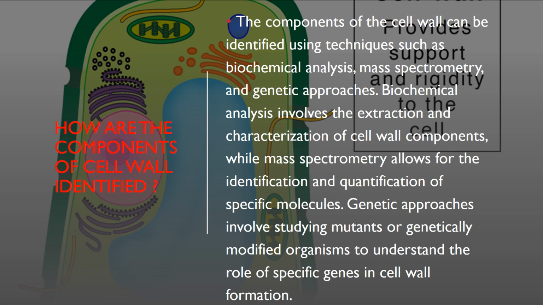How are the components of the cell wall identified? The components of the cell wall can be identified using techniques such as biochemical analysis, mass spectrometry, and genetic approaches. Biochemical analysis involves the extraction and characterization of cell wall components, while mass spectrometry allows for the identification and quantification of specific molecules. Genetic approaches involve studying mutants or genetically modified organisms to understand the role of specific genes in cell wall formation.